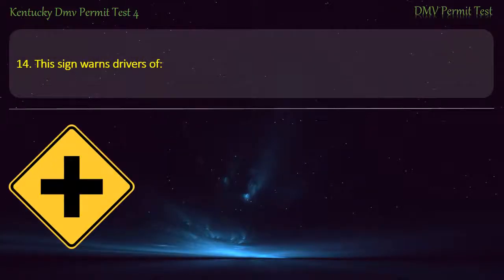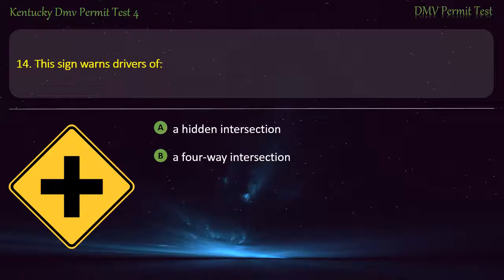Question 14. This sign warns drivers of a hidden intersection, a four-way intersection, a two-way intersection, a divided highway. Answer. A four-way intersection.